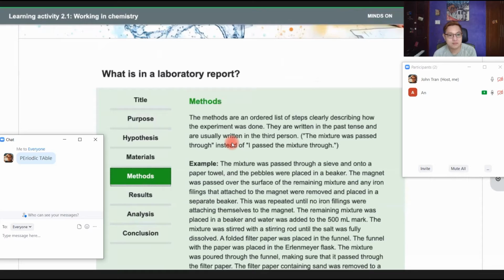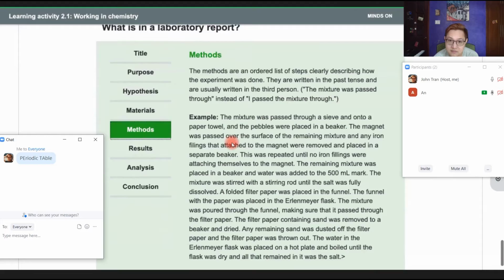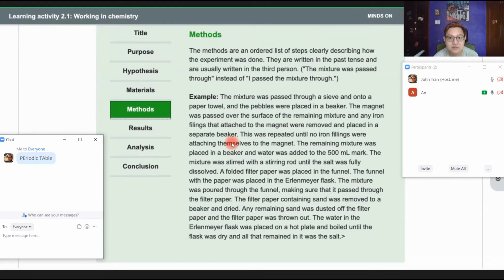Method. The method is an ordered list of steps clearly describing how the experiment was done. They are written in the past tense and are usually written in the third person.